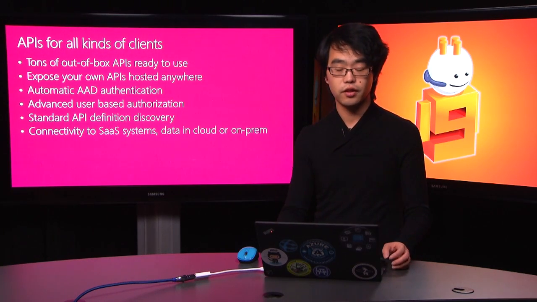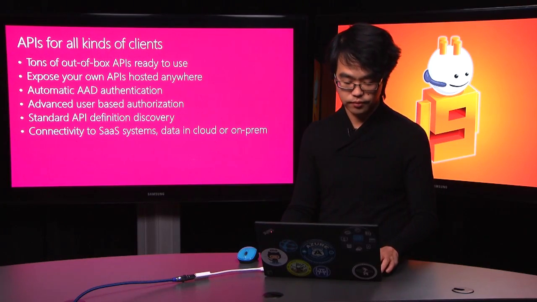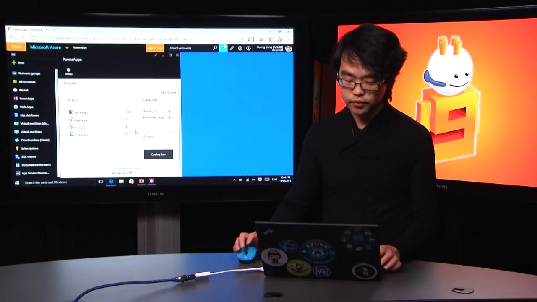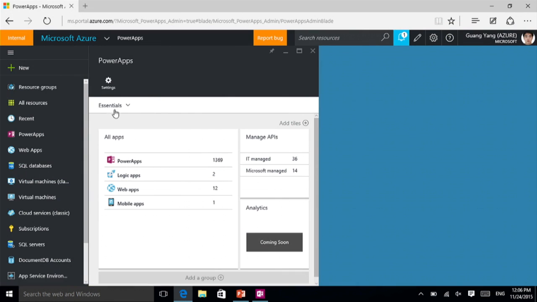Okay, enough talking. Let's go to Azure Portal and take a look. So here I am in Azure Portal today. As you notice, after you sign up for PowerApps, you have a PowerApps option in this browse. So you click this option, and you get into the PowerApps blade.